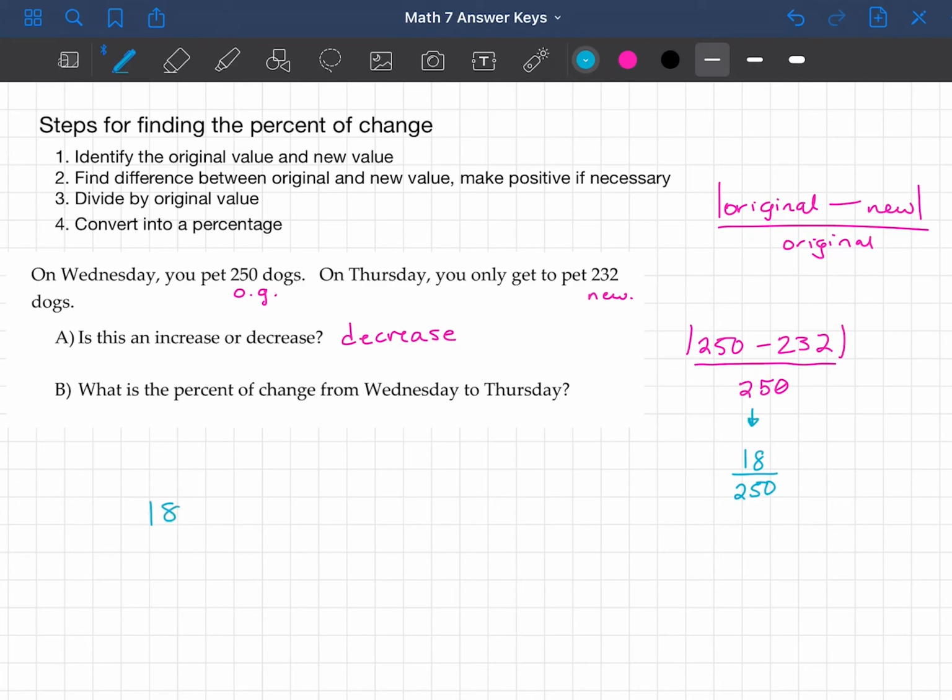If I divide 18 by 250, using my calculator, I will get 0.072. Well, that's not a percentage, so again, my last thing I need to do is move my decimal 2 times to the right, and I will get that this is 7.2%. So from Wednesday to Thursday, there was a 7.2% decrease in the amount of dogs that you petted.